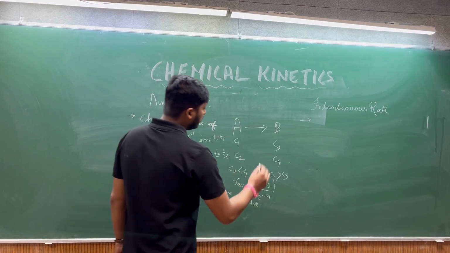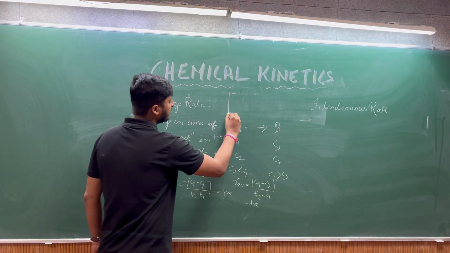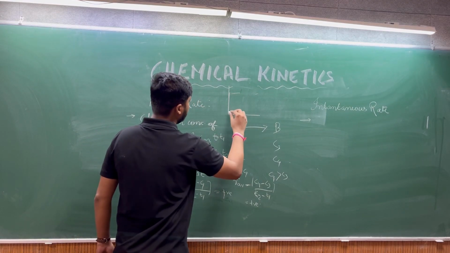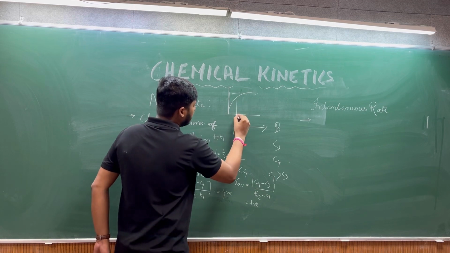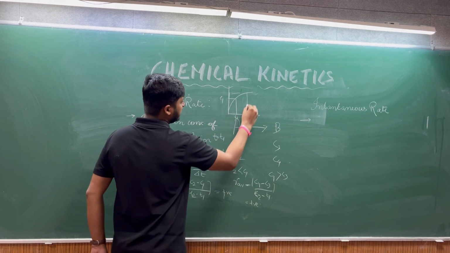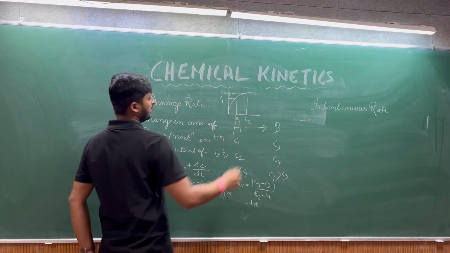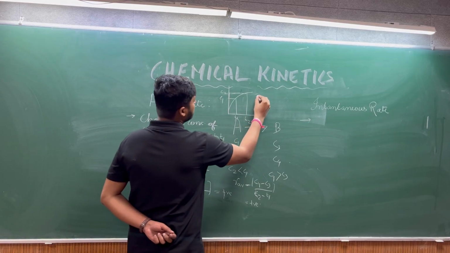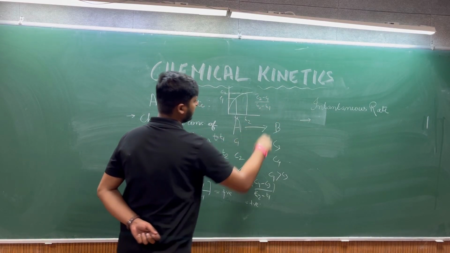If we look at it from a graphical point of view, suppose this is a graph. This is a curve for a reaction. This is time t1 where concentration is C1, and this is time t2 when concentration is C2. So average rate will be C2 minus C1 by t2 minus t1.